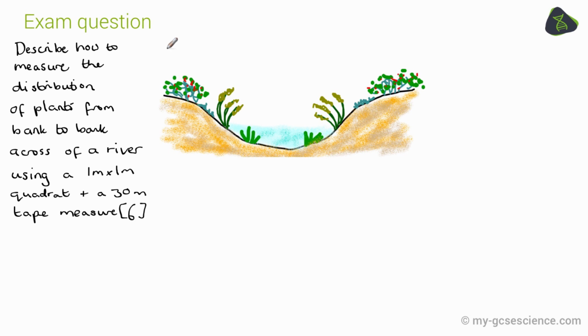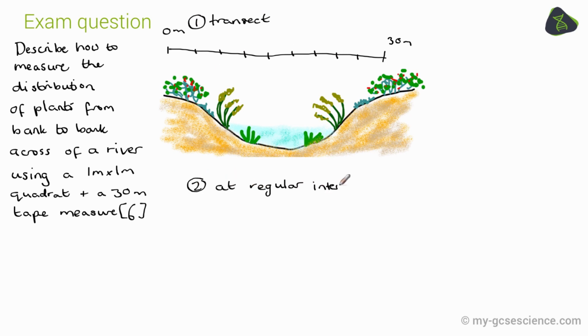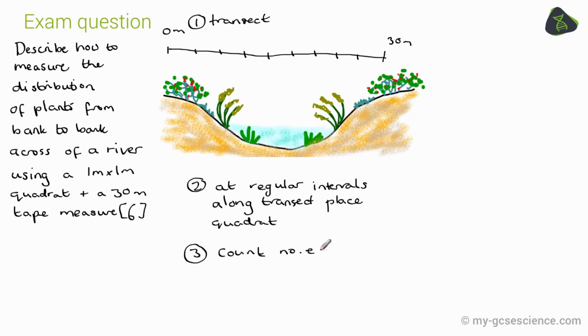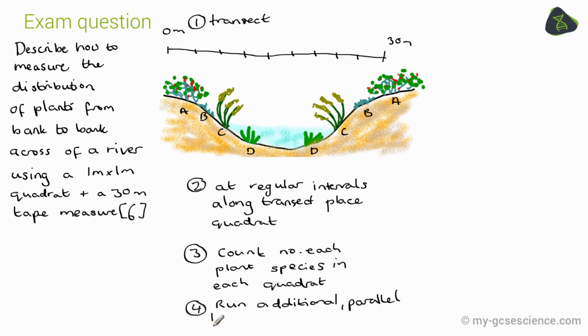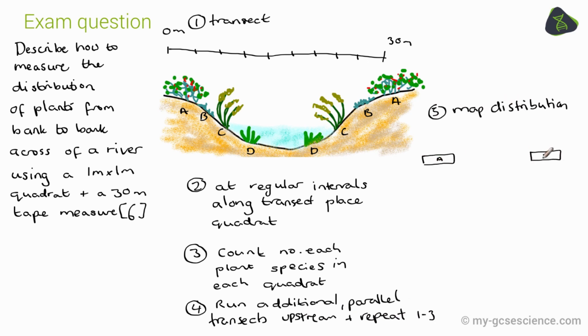Otherwise, let's continue. So you first place a 30 metre transect across the river from bank to riverbank. Have regular intervals along that transect and place a quadrat at the surface of the water at those regular intervals. Count the number of each species of plant in those quadrats. And here it looks like you have 4 different species on each bank. Let's call them species A, B, C and D. Number 4, run additional parallel transects upstream and repeat steps 1 to 3. Number 5, map the distribution of each species as in this diagram here.